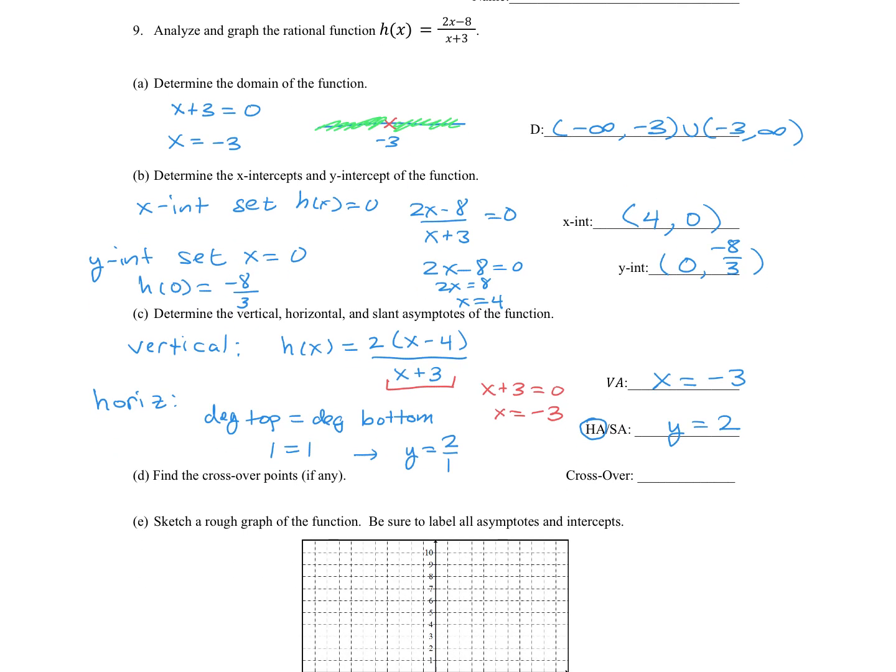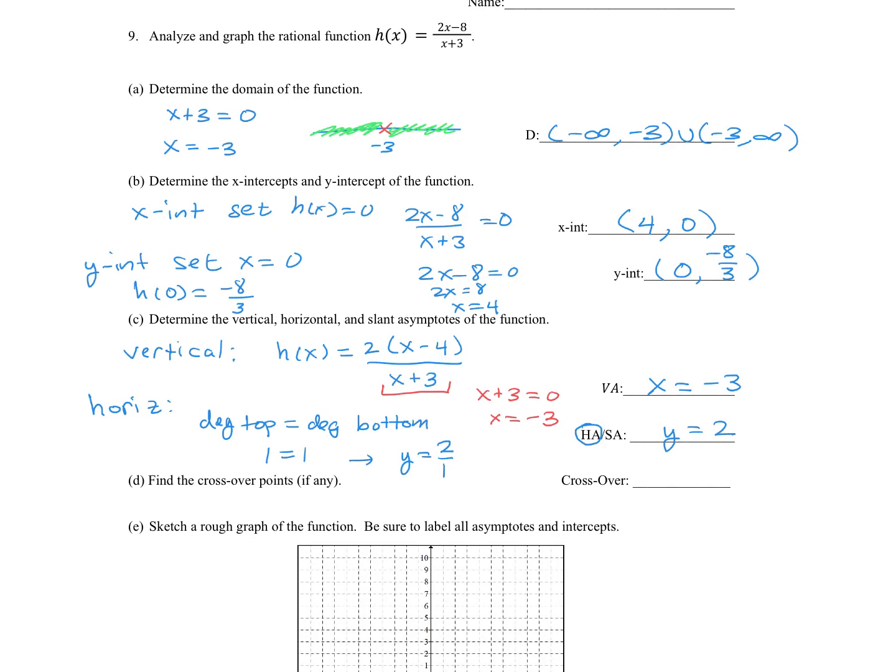A new thing to talk about here is the crossover point. The crossover point is where the function matches the value of the horizontal asymptote. So we set our h of x equal to 2. So we get 2x minus 8 over x plus 3 equals 2. If we cross multiply, we get 2x minus 8 equals 2 times x plus 3.